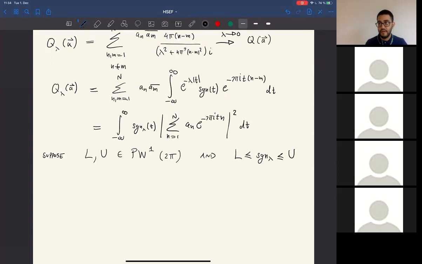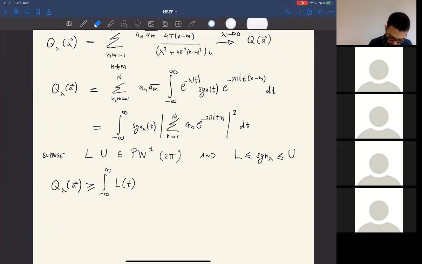Okay, what do we get? Let's work with the lower one, for instance. Well, since this is a positive thing, I could just bound this from below by this. Then we get L(t). We should probably put a lambda here. Okay. Then we get this sum.